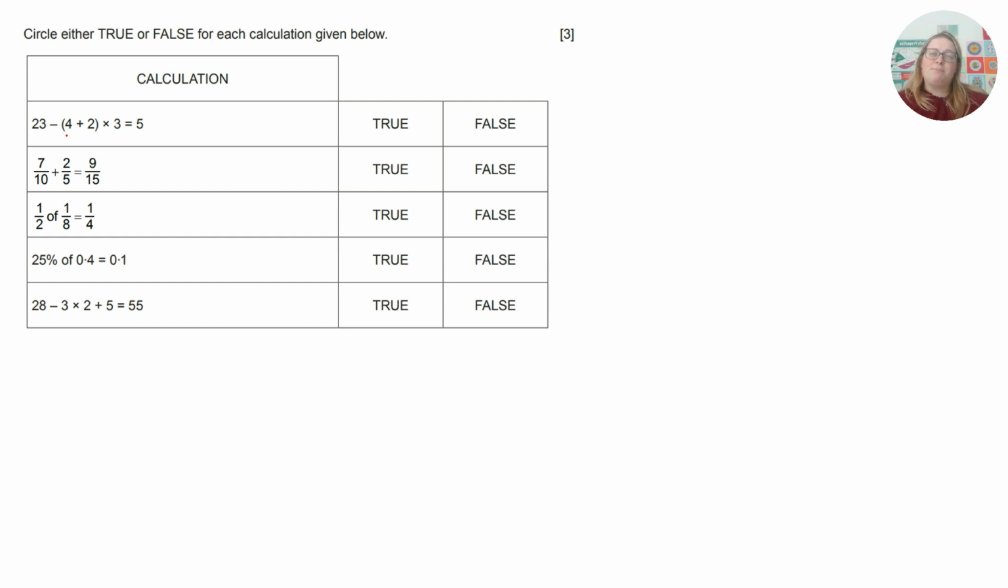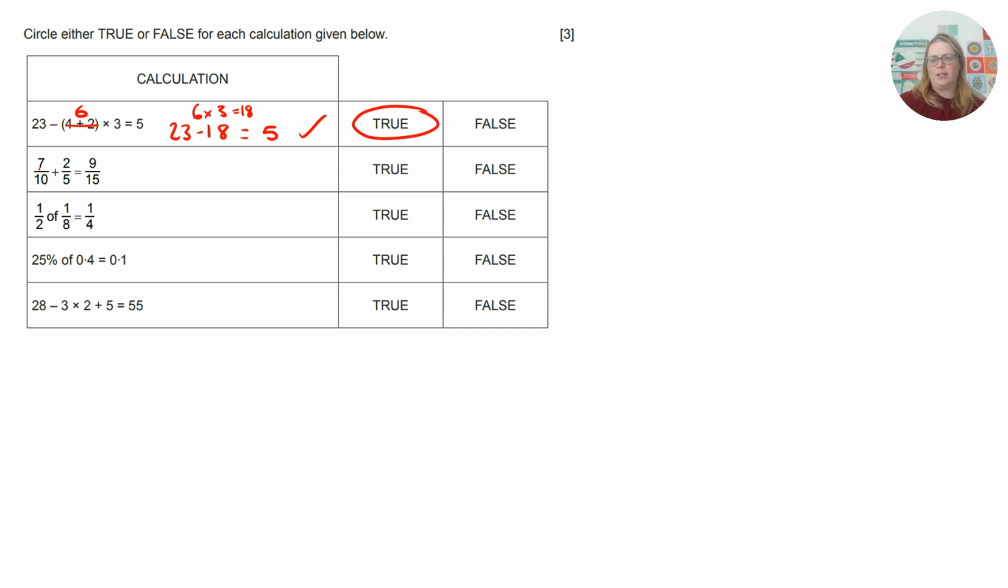The first thing on there is B, which is brackets. So we're going to work out the inside of the brackets first. 4 plus 2 gives us 6. So I'm just going to write a little note to say 6 there. Now BODMAS is brackets, then order, then division, multiplication. So next we're going to multiply. The 6 and the 3 are next to each other, so we do 6 times 3, which gives us 18. So now it's 23 take away 18. Well, 23 take away 18 does in fact give me 5, so I can say this is true.